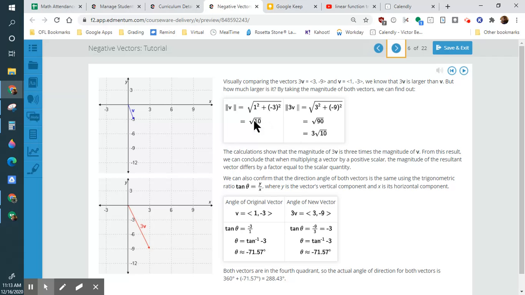So if you see here, they're exactly the same. You can take the magnitude of your regular vector and then multiply it by what we're multiplying afterwards, or you can do it either way. Either way, you're still going to end up with the same answer.